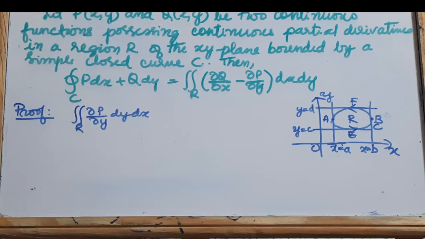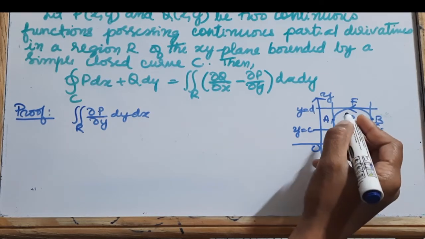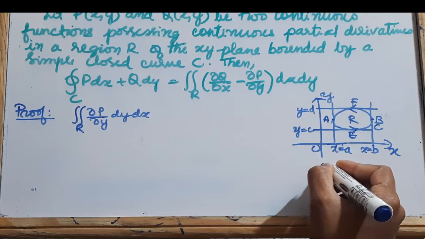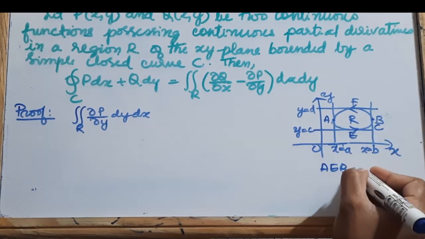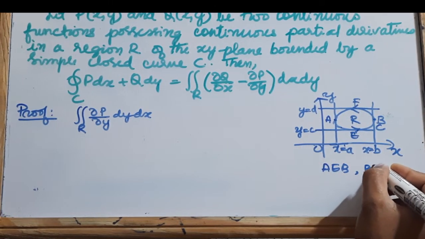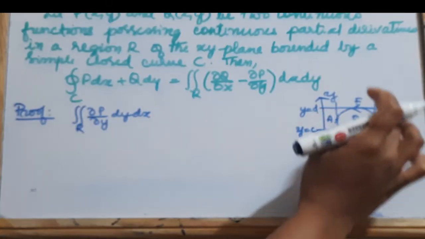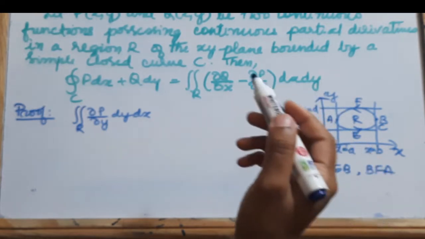To find this, we have already done double integrals, so I should just mark what my region is. The region is over here. Let's mark the boundaries. I shall divide this curve into two parts now. First is the curve A to B, AEB, and second is the curve BFA. So the boundary I have divided into two parts, that is AEB and BFA.